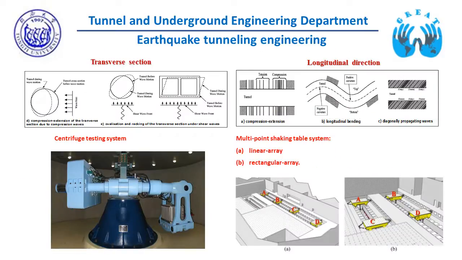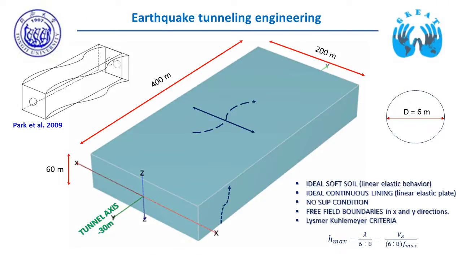The dynamic behavior of the tunnel is studied both in the transversal and longitudinal direction with the centrifuge testing system, as we can see in the picture on the left, and a very advanced multi-point shaking table with the possibility of different configurations. Configuration A, in particular with the linear array, allows to simulate the earthquake propagation along the tunnel axis. I also participated in the experimental activities in progress in the tunneling laboratories.